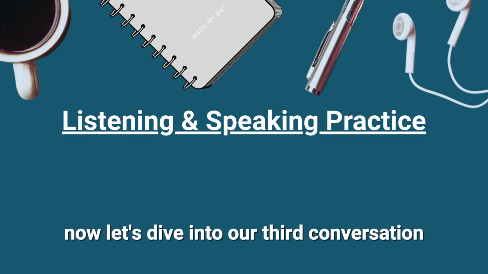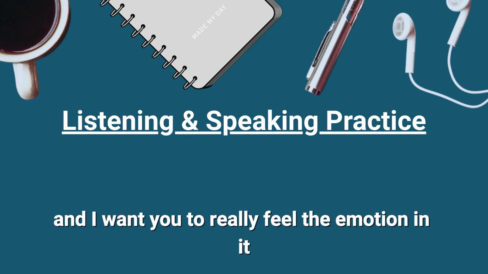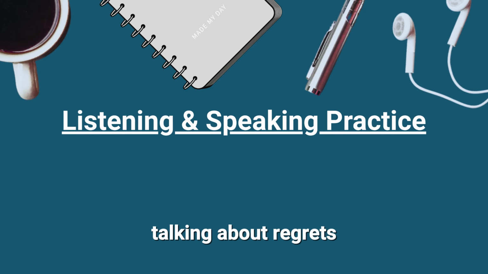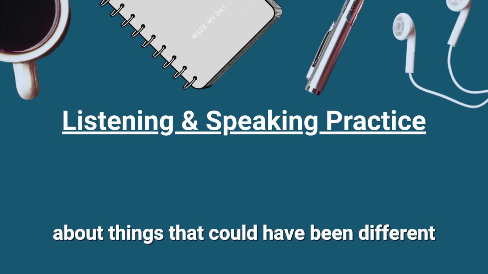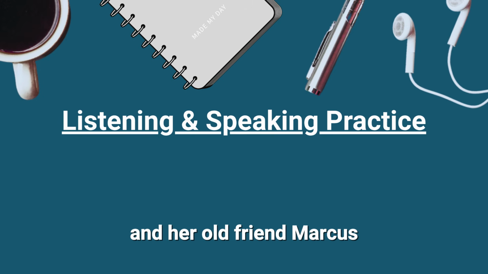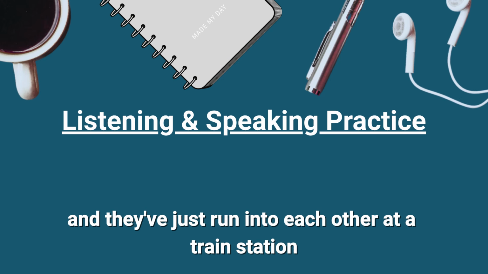Now, let's dive into our third conversation. This one is going to introduce you to the past conditional, and I want you to really feel the emotion in it. The past conditional is often used when people are reflecting on the past, talking about regrets, about things that could have been different. The two people in this conversation are Sophia and her old friend, Marcus. They haven't seen each other in years, and they've just run into each other at a train station.